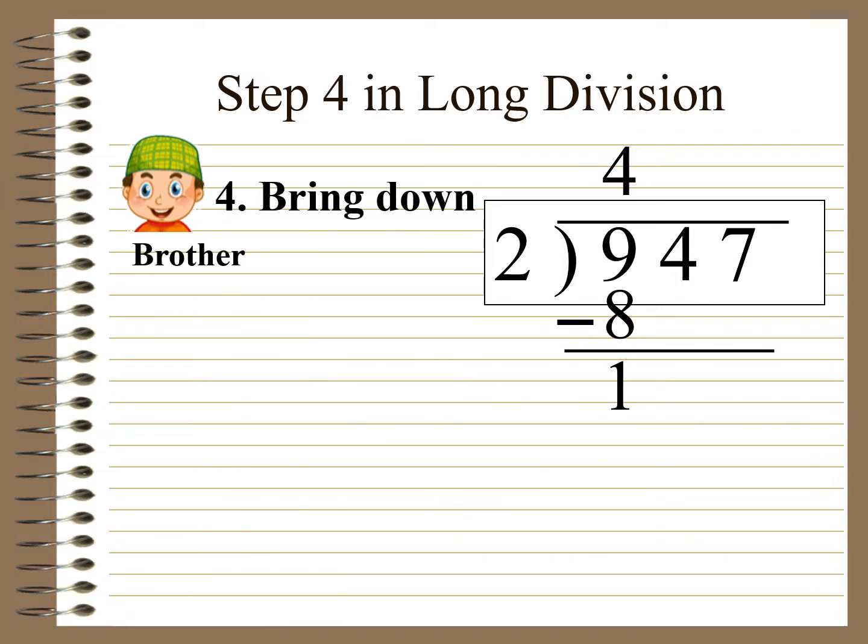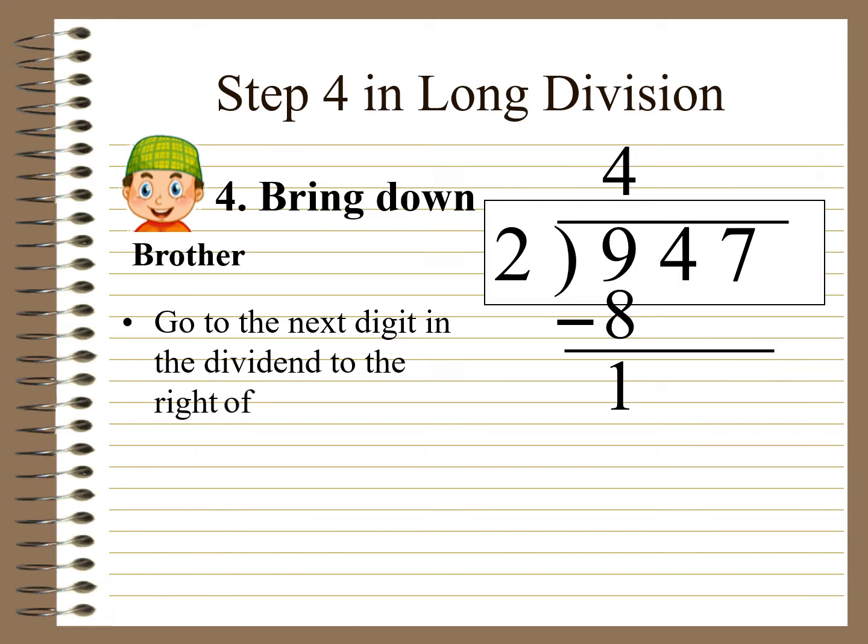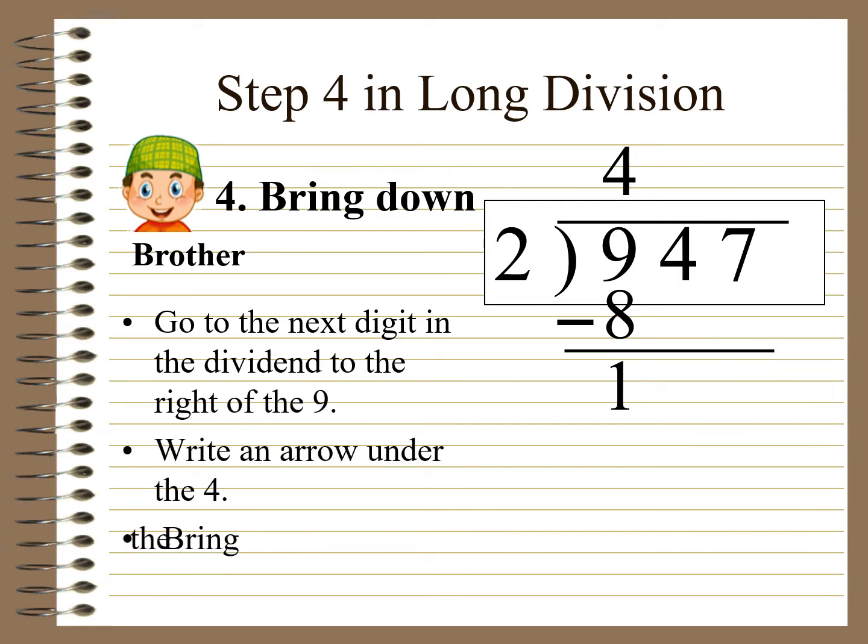Brother, bring down. Step 4 in long division. Go to the next digit in the dividend to the right of the 9. Write an arrow under the 4. Bring the 4 down next to the 1.